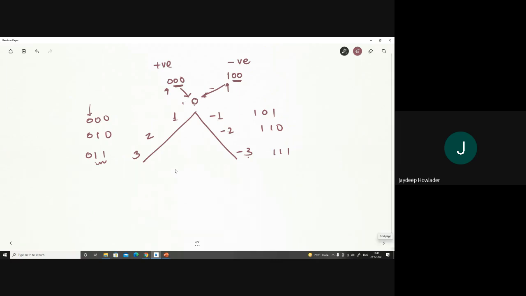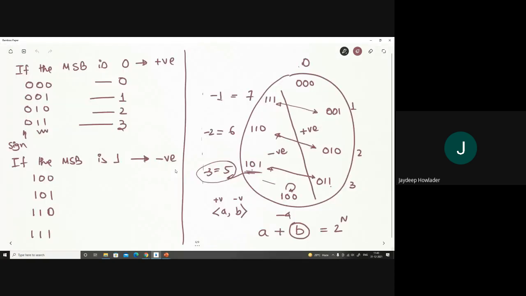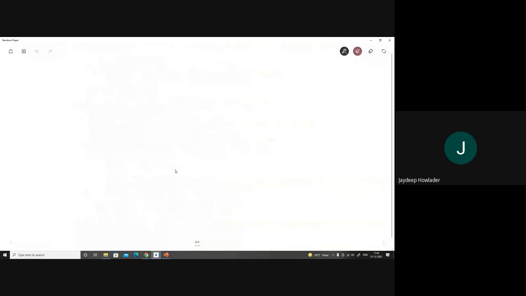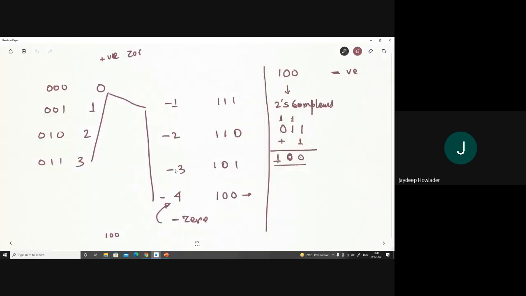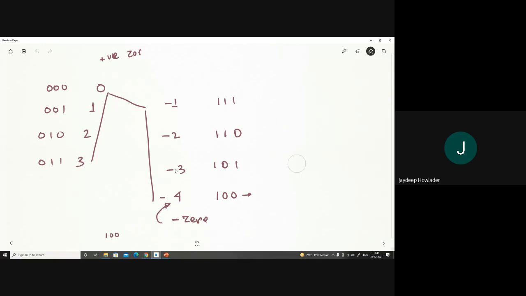Understand? So in the 2's complement, we find that the values are mapped to their respective sign and magnitude. So forget about this part. There is 0 0 0, which is positive, so it is mapped to 0. Then 0 0 1 is 1, 0 1 0 is 2, and 0 1 1 is 3. There is nothing to be worried about here.